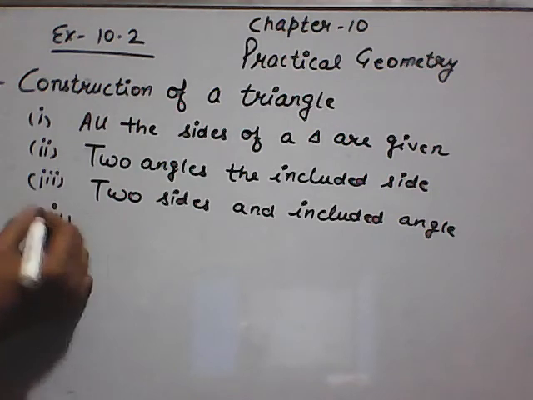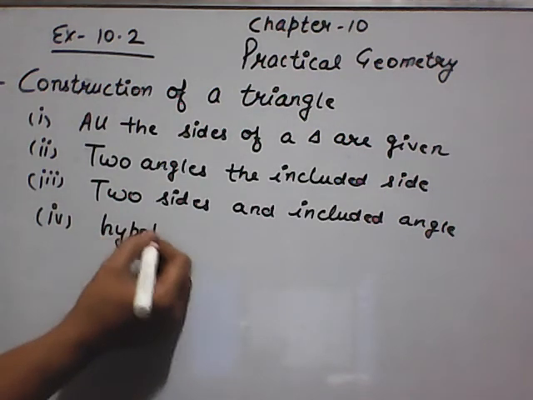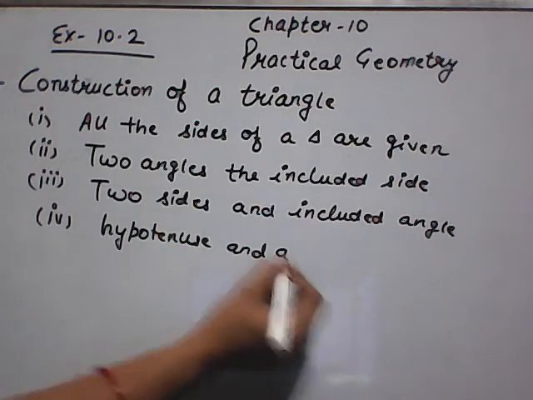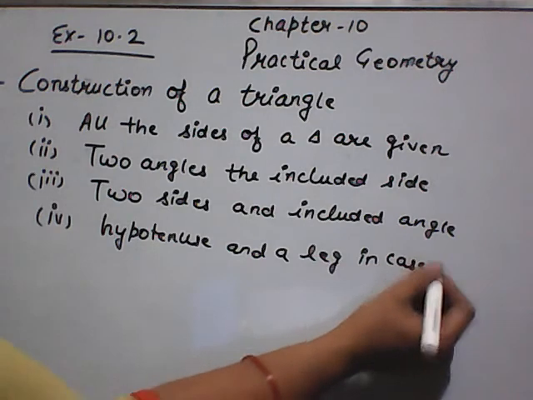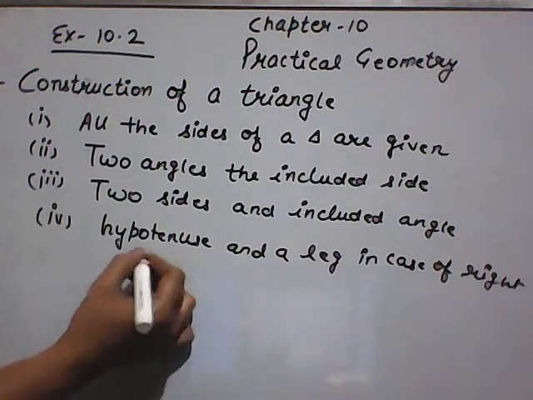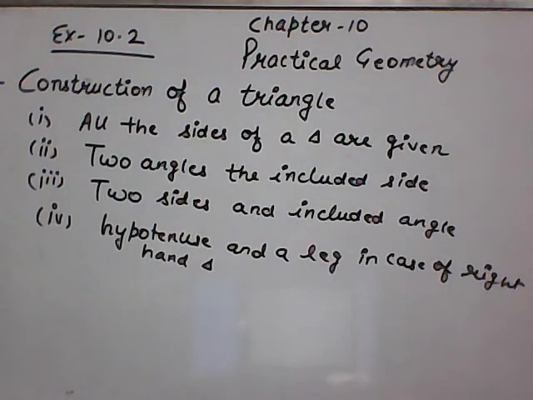In a right angle triangle, if the hypotenuse and a leg are given to you, then you can construct triangles. If any one of these conditions is given to you, then you can construct triangles.